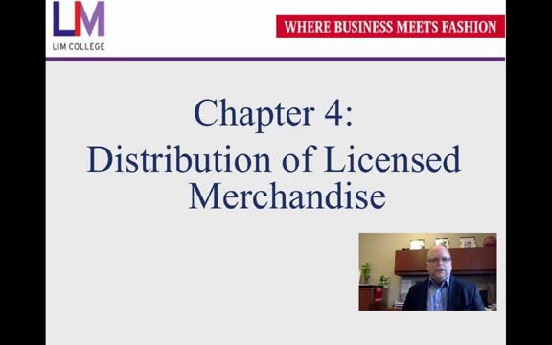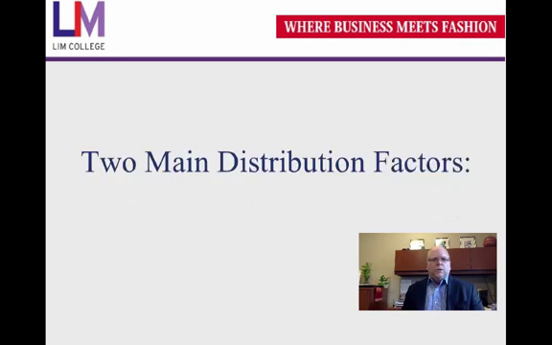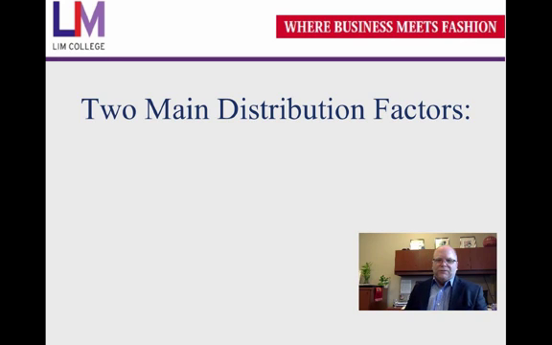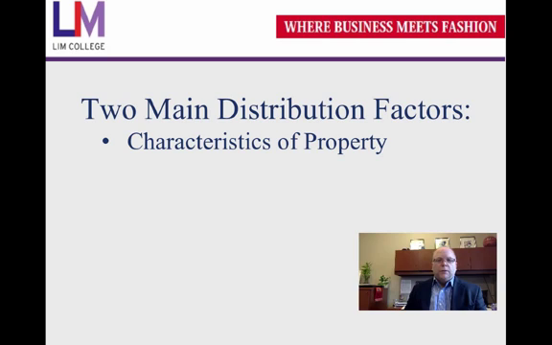This module, we're going to be talking about distribution of licensed merchandise. It's the distribution of the licensed merchandise, how it gets to the consumers. How the merchandise that is licensed gets to the consumers. All right, two main distribution factors that we need to talk about. The first one is the characteristics of the property, and then the second is the target market.